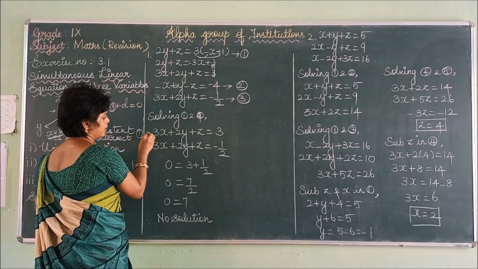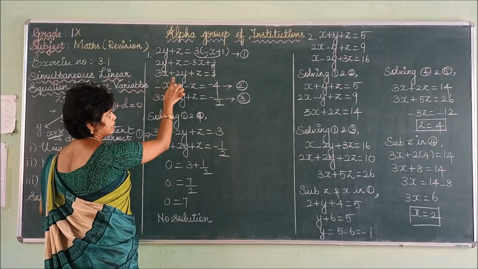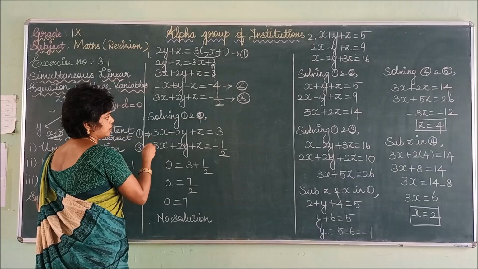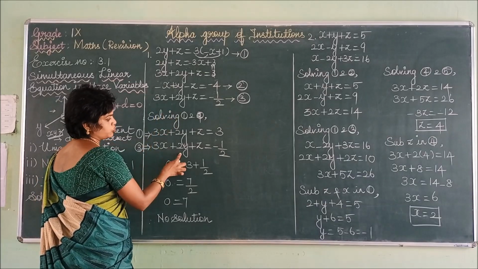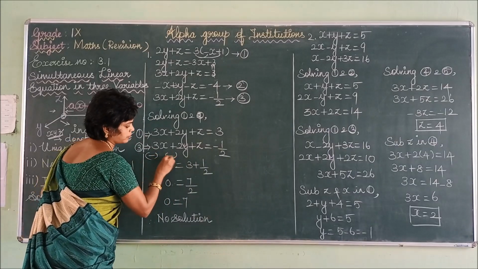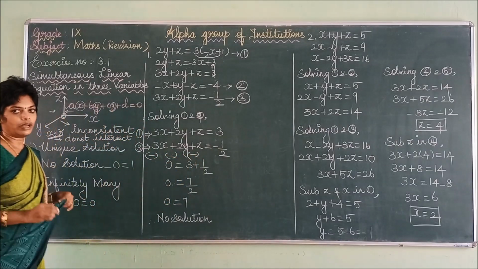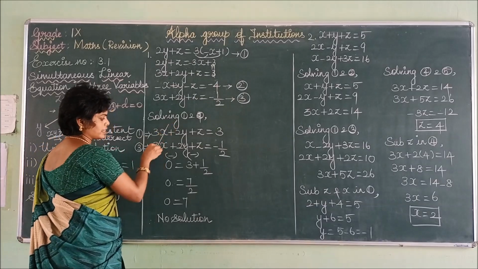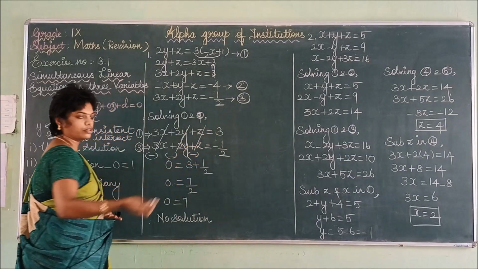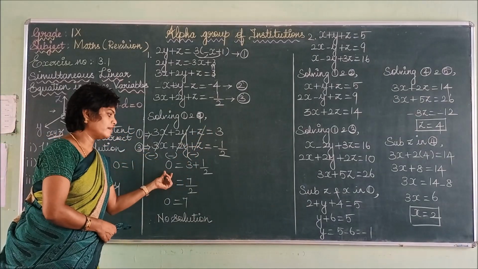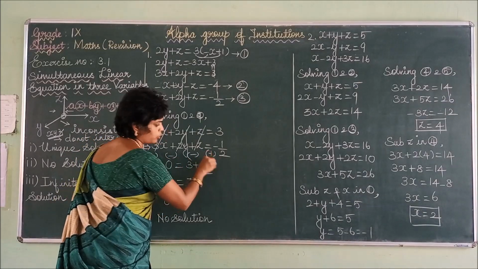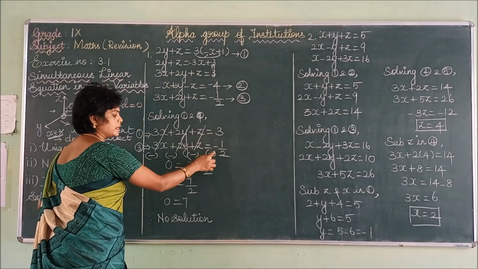Here is the first equation: 3x + 2y + z = 3. And the third equation is 3x + 2y + z = -1/2. Now I am changing the sign, because we have to cancel. So 3x - 3x is 0, 2y - 2y is also 0, z - z is also 0. So on your left hand side all the values are 0. What is the right hand side value? Here you are changing the sign, so here also you have to change the sign. So 3 plus 1/2.